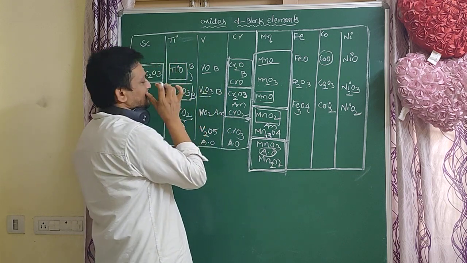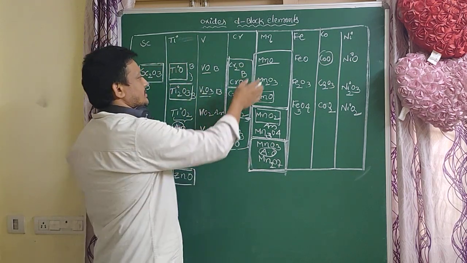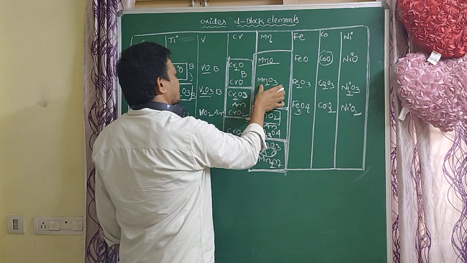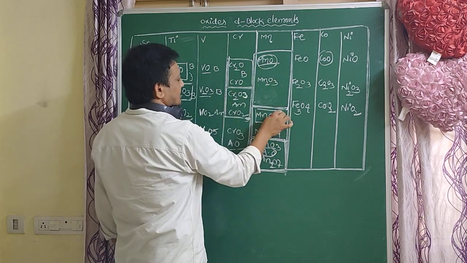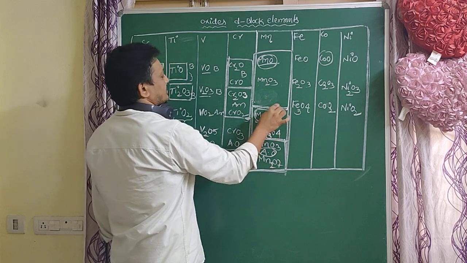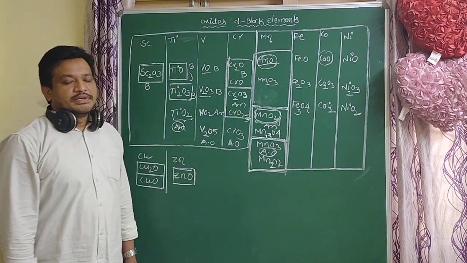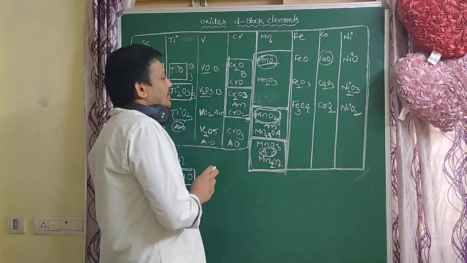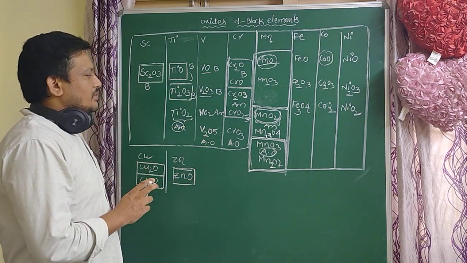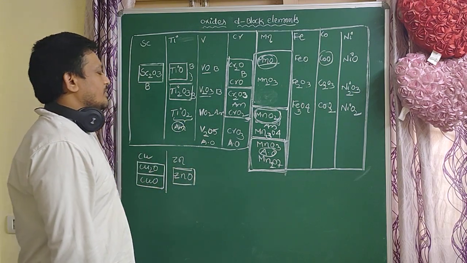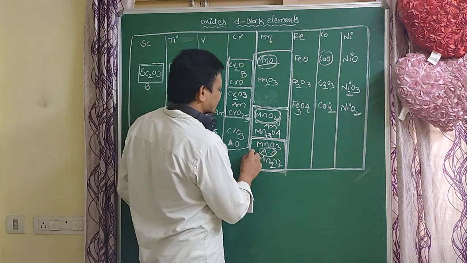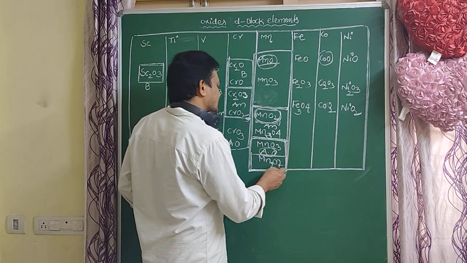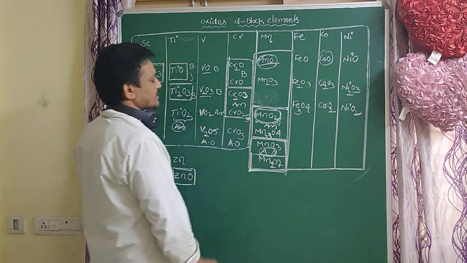The most stable oxides are MnO and MnO2. In the presence of an oxidizing agent, MnO converts to MnO2. Mn2O7 is a very unstable, very explosive oxide.